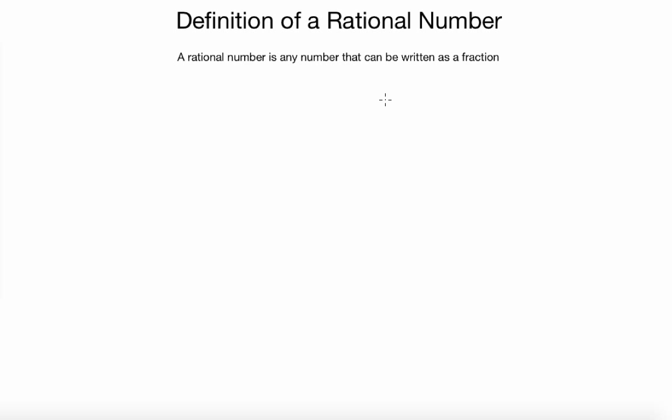So a rational number, as you can see there, I got the definition. A rational number is any number that can be written as a fraction. That's it. That's what we're talking about when we're talking about rational numbers.